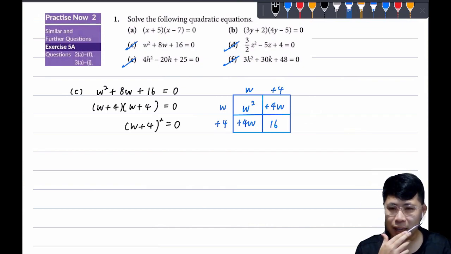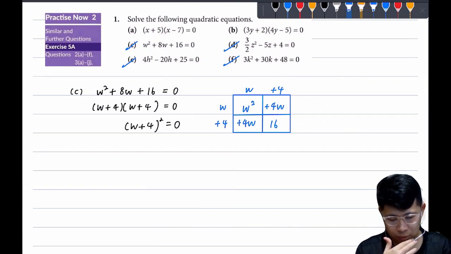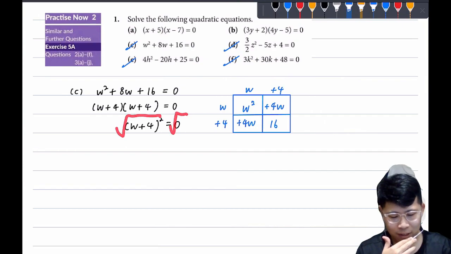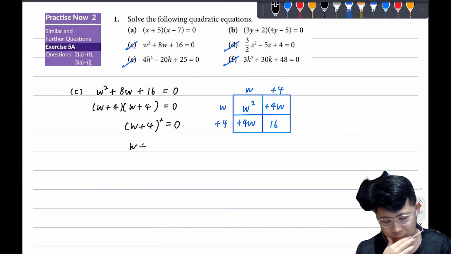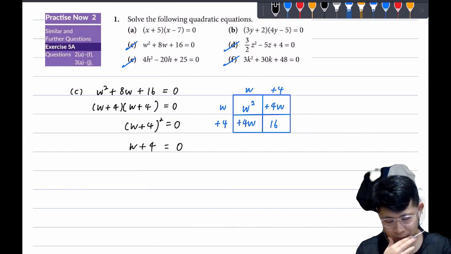Now what else can we do is that we can unsquare this. So we square root on the left, square root on the right. So what we get in the end would be just w plus 4 on the left, and square root of 0 will be still 0 on the right. So then w will be equals to negative 4.